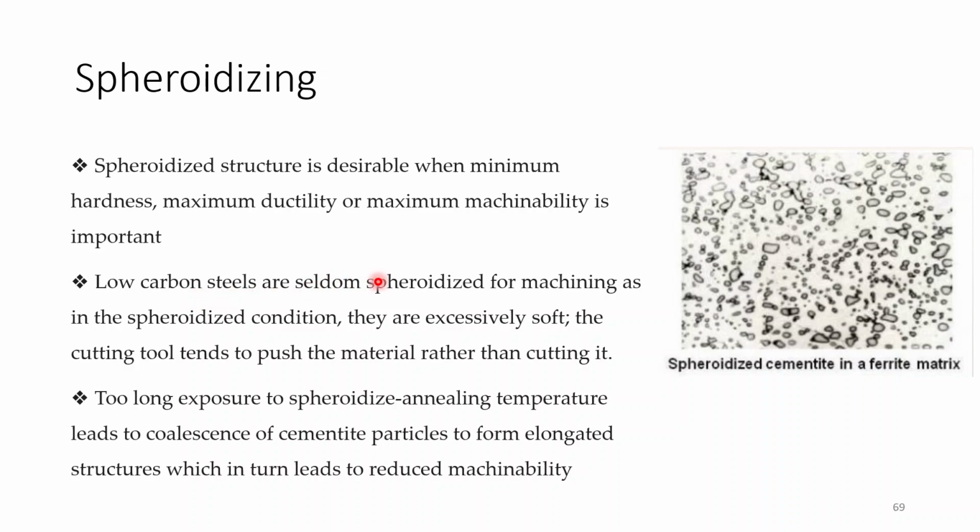Low carbon steels are seldom spheroidized for machining, as in the spheroidized condition they are excessively soft. The cutting tool tends to push the material rather than cutting it. So it can't be used for low carbon steel. It is basically used for high carbon steels. Too long exposure to the spheroidizing annealing temperature leads to coalescence of the cementite particles to form elongated structures, which in turn leads to reduced machinability.